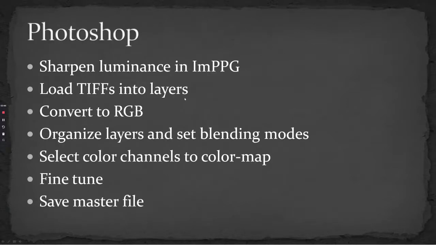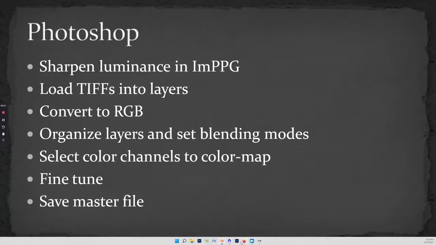And then what we're going to go through now is the process in Photoshop, first with a quick detour into ImPPG to do some deconvolution sharpening, and then we'll load everything into Photoshop, convert to the RGB color space so that we can develop colors. We'll organize layers, set blending modes to allow the stars to show, and then start working on color mapping and fine-tuning, and eventually we'll save that as the master file.